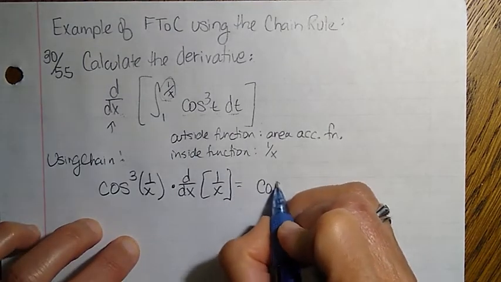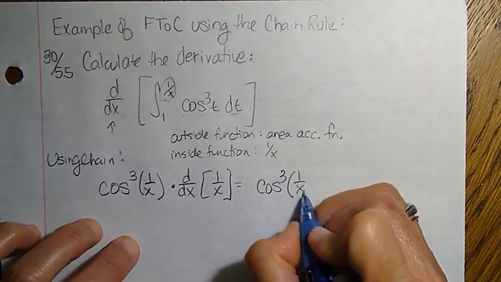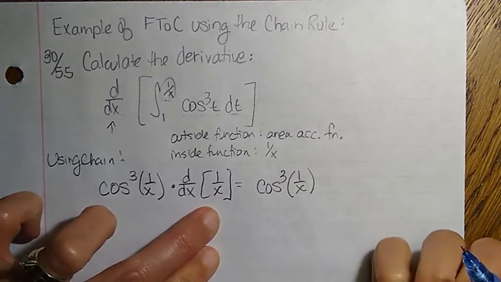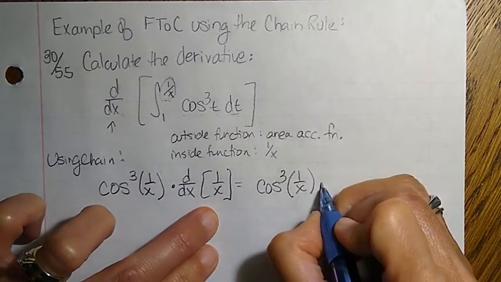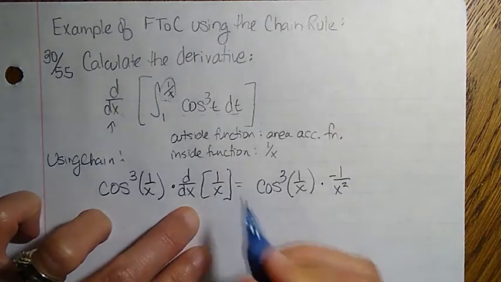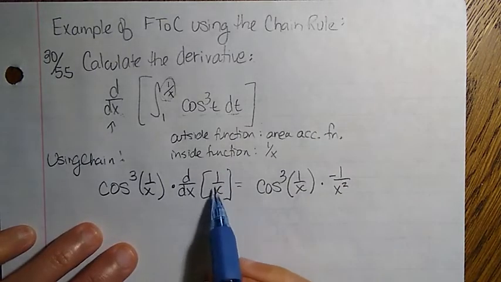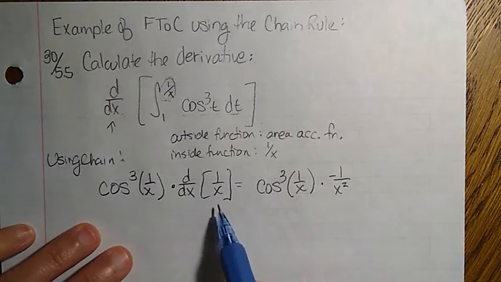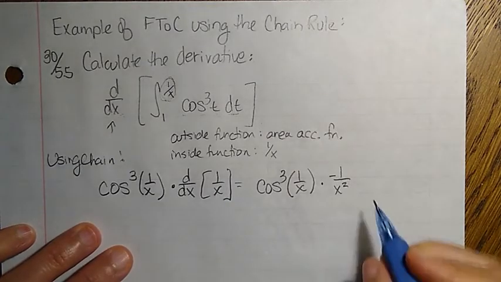which will give us cosine cubed of 1 over x, and then the derivative of 1 over x, you guys have probably done that a lot of times, is negative 1 over x squared. You use the power rule, thinking of 1 over x as x to the negative 1.